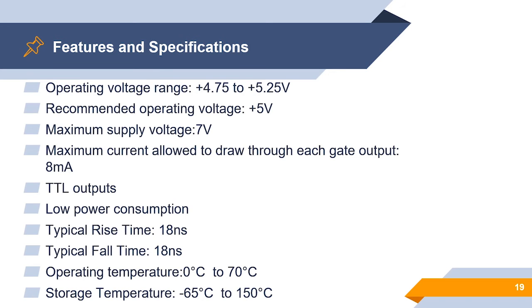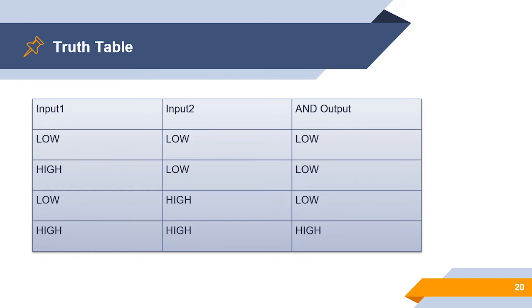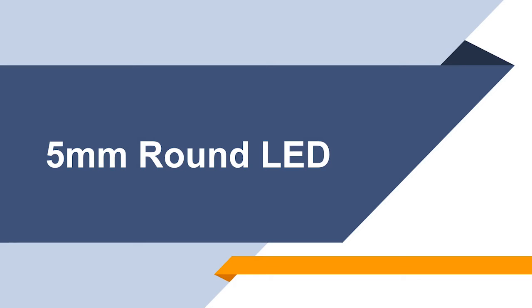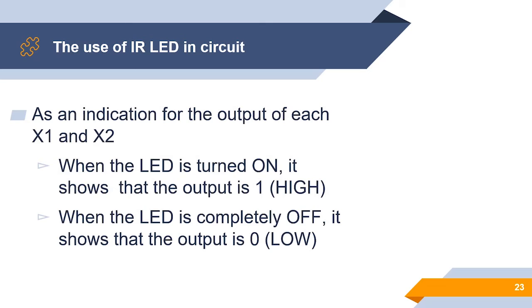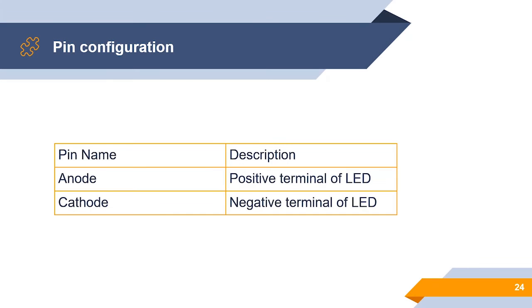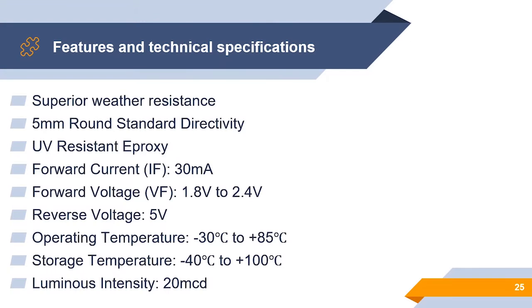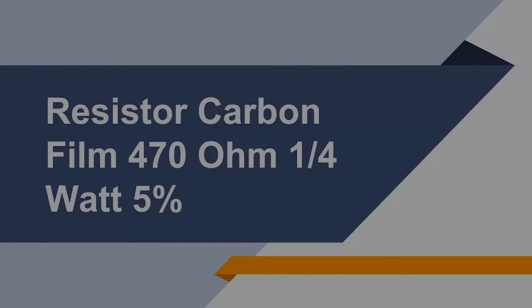Features and specification, the truth table. And we use two 5mm round LEDs for the output as an indication for the output of each x1 and x2. When the LED is turned on, it shows that the output is 1, high. When the LED is completely off, it shows that the output is 0, low. The pin configuration for the LED, the features and technical specification.